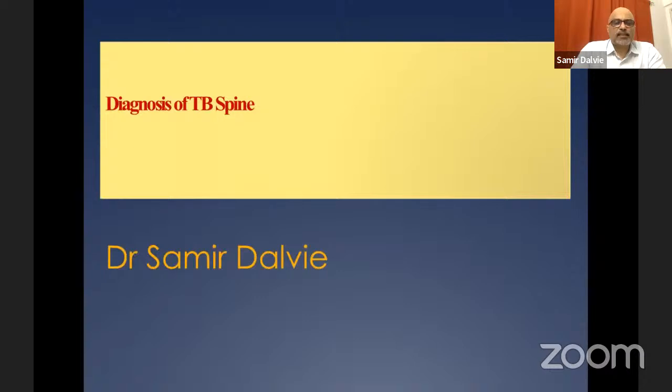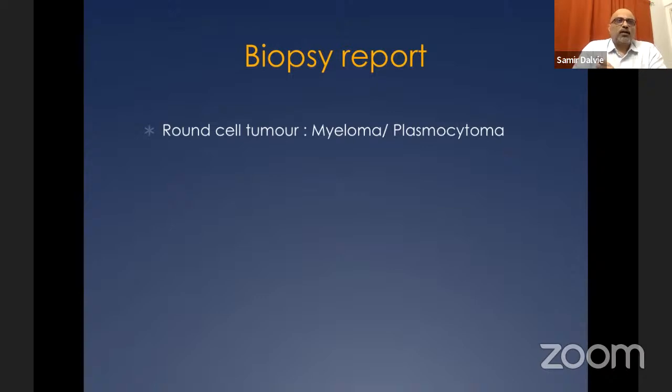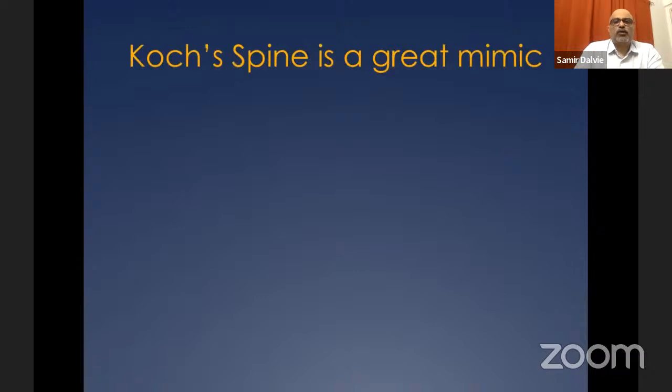So in this case, I'll tell you what we did. We did the biopsy, and the biopsy showed a round cell tumor. So that round cell tumor was a myeloma or a plasmacytoma. So this was not TB at all. What's important for you to know is that every lesion isn't TB. That is lesson number 1 from this patient. We treated her with steroids and radiation acutely, and then chemo, and this patient had a full recovery without surgery.